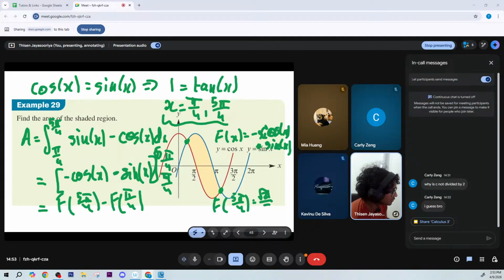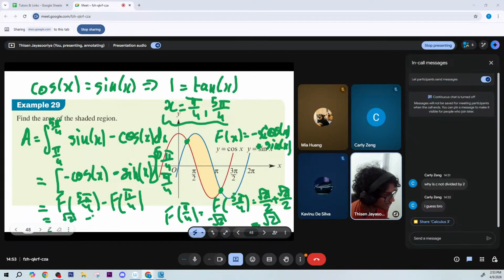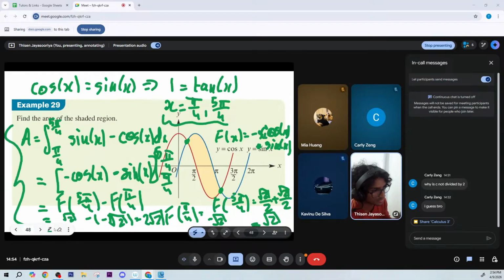Right, so that means here f of 5 pi over 4 is just going to be root 2 on 2 plus root 2 over 2, which is just root 2. And then we have f of pi, which is just negative root 2. That means here we get root 2, take negative root 2, which means we just get 2 root 2. Yeah? You guys can do the working out for those ones, right?